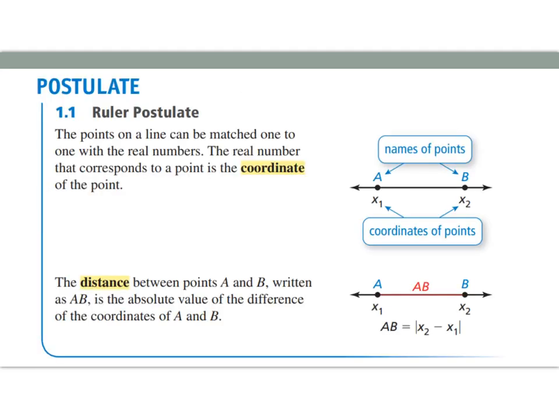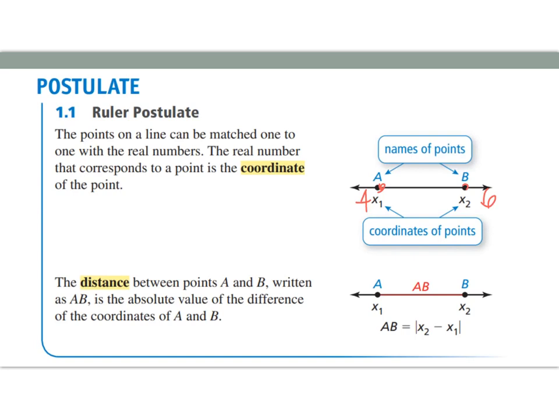So the very first postulate that we're going to look at is what we call the ruler postulate. The ruler postulate states that the points on a line can be matched one-to-one with the real numbers. The real number that corresponds to a point is what we call the coordinate of that point. So if you have 2 points, as you can see right here at A and B, and let's say on your ruler, if you line those 2 points up, this might line up with the number 4, and we'll say 6. So the coordinates would be 4 and 6, and the points would be A and B.